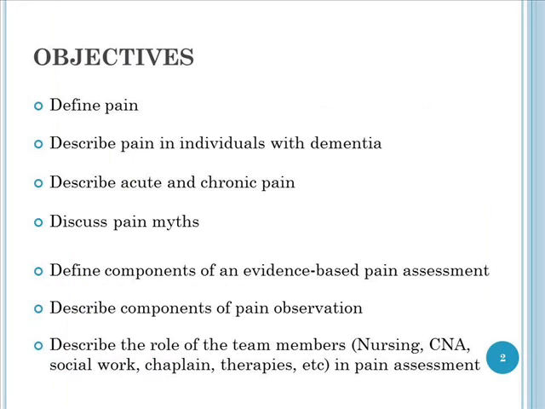The objectives are to focus on the definition of pain, how pain occurs in individuals with dementia, to look at the difference between acute and chronic pain, to talk about myths about pain in older people. It can impact the way that we think about and respond to pain and pain behaviors, to define what are the important components of an evidence-based pain assessment and what we look for in observing for pain indicators. And then finally, to talk about the role of all of the team members in the nursing home, because each plays an important role in contributing to recognizing pain in our residents.